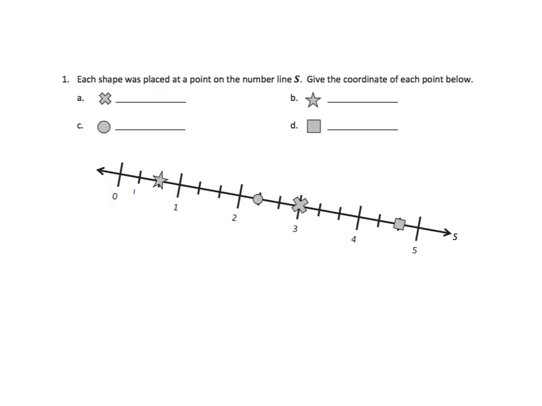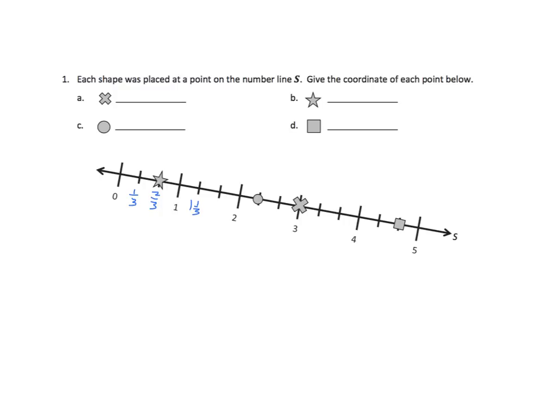So this would be 1/3. This would be 2/3. 1 is the same as 3/3. And this would be 1 and 1/3, etc. I'm not going to label all of these. So let's now look at the task here. It says each shape was placed at a point on number line S. Give the coordinates for each point below.